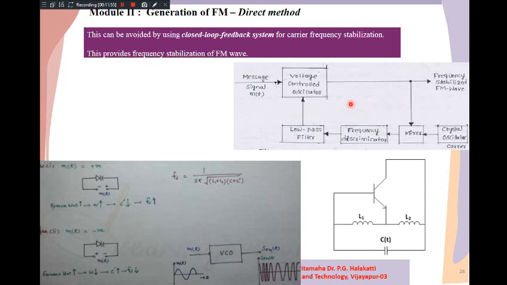So this is how we are telling the VCO: we are tuning the VCO with the help of the Hartley oscillator, varactor diode, and biasing control, and telling the VCO how closely it should reach the amplitude variation of the message signal, and accordingly change the frequency variation at its output. This is how you have to explain the direct method of generation of FM.